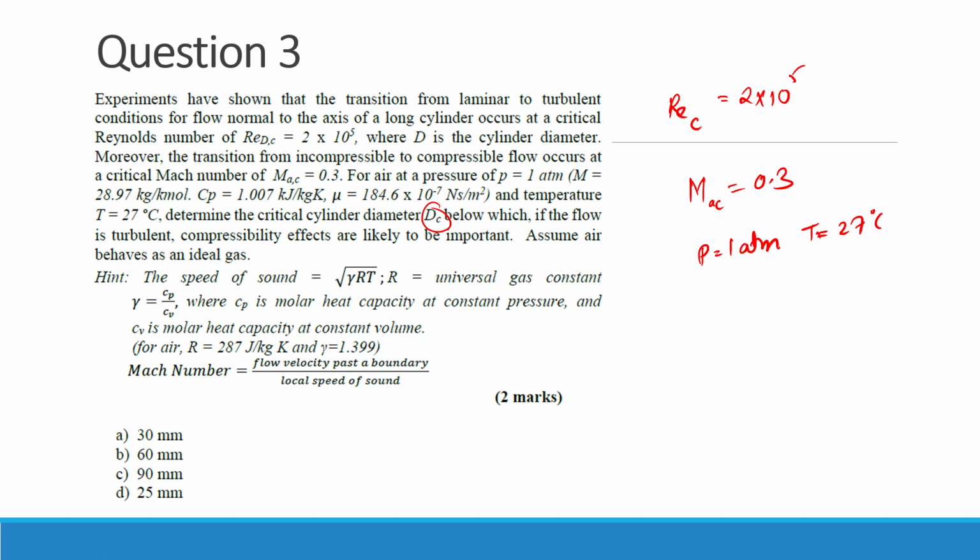So you just need to remember that Reynolds number is given as rho v d upon mu, and this velocity you can find from the Mach number. Then putting the value of Reynolds number and the other related parameters, you can find this critical diameter DC.